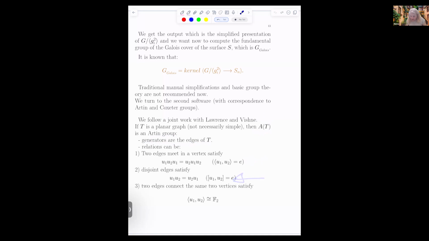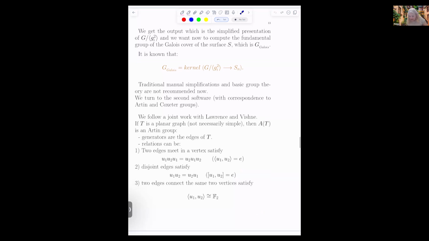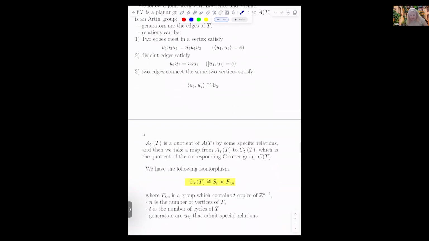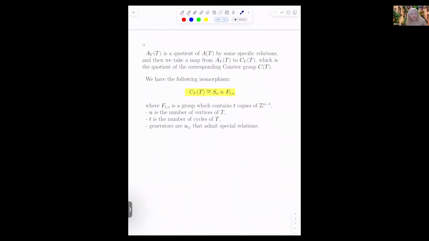relation, or it might happen that we have two edges meeting in the same two vertices. It might happen in our cases, of course. Then we define some quotient AYT to be the quotient of AT by some specific relation, but because of a short time, I cannot give you all the information about this. If you are interested, of course, later on, you can contact me in private to see the right definition.